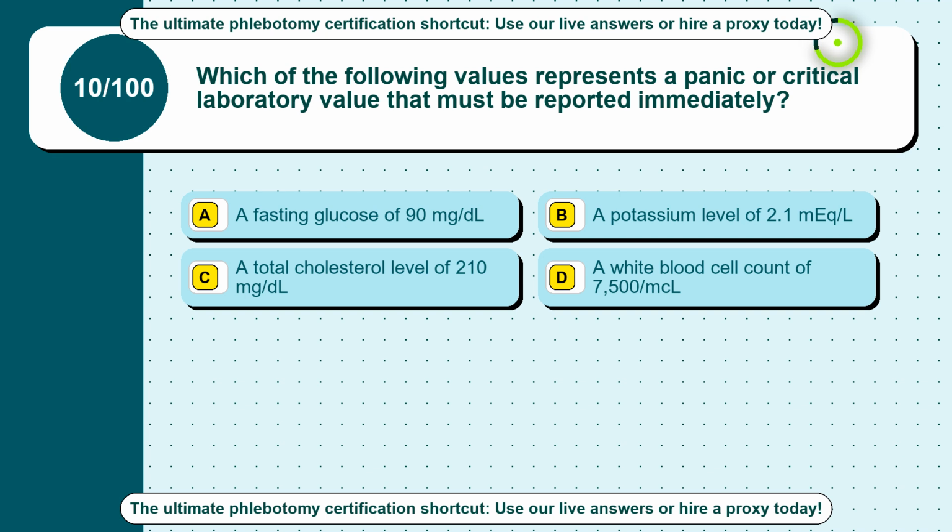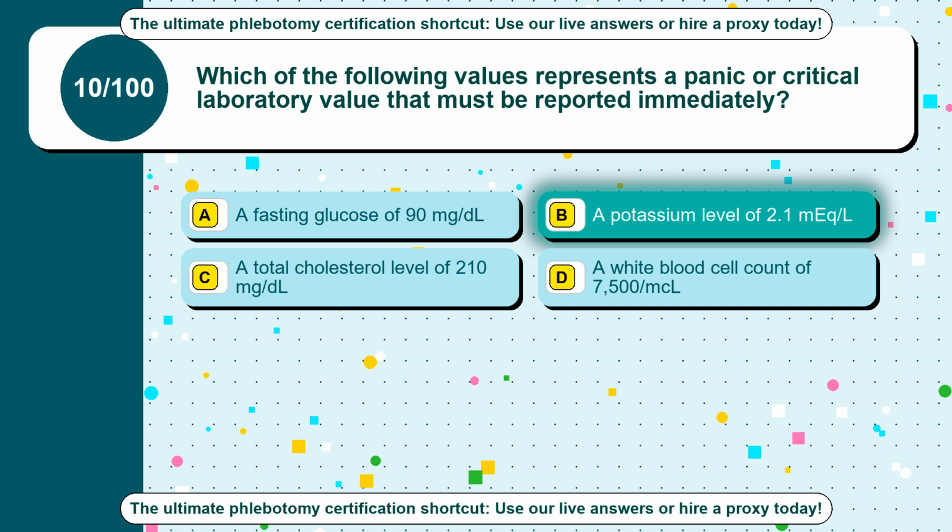Option A, a fasting glucose of 90 mg/dL. Option B, a potassium level of 2.1 mg/L. Option C, a total cholesterol level of 210 mg/dL. Option D, a white blood cell count of 7,500/mcL. The correct answer is option B.